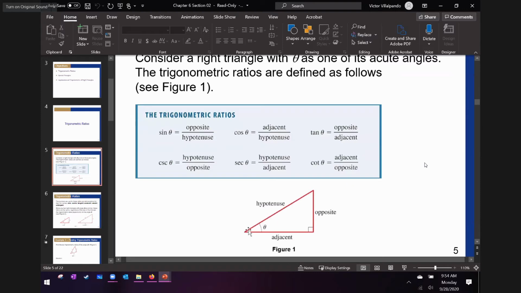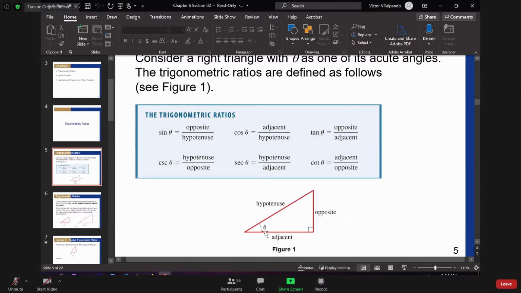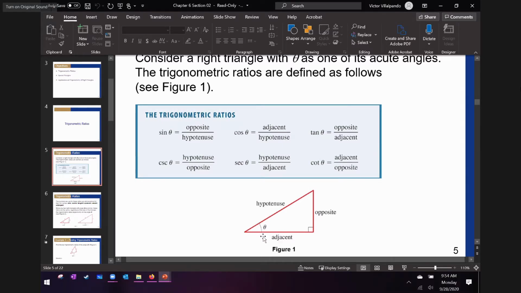Consider this triangle right here. We all should know that, with respect to the angle they're talking about, this side is adjacent. So if they're talking about this angle up here, where my mouse pointer is, this would be the adjacent side and that would be opposite. So you have to go with respect to what angle you are trying to figure out.